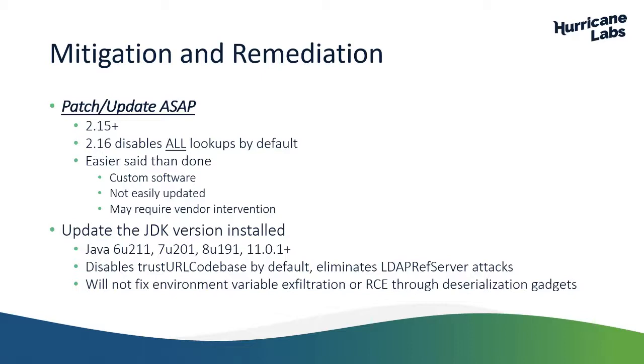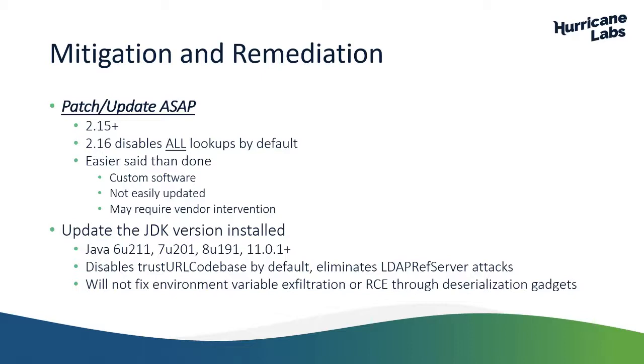But in the cases where you can't do so, I have a couple of other options listed, so not all hope is lost here. The next best thing you can do would be to update the version of the Java runtime that you are using for your Java applications. I have a couple of different versions listed here on this slide, so Java 6 Update 211, 7 Update 201, 8 Update 191, and version 11.0.1 or higher all disable the trustURLCodebase feature by default. If you were watching the demonstration a little bit ago, the LDAP reference server exploitation method that we used to attack Minecraft requires that this feature be enabled.